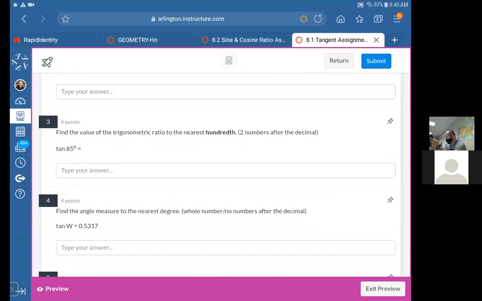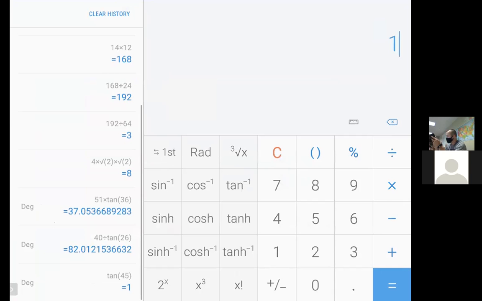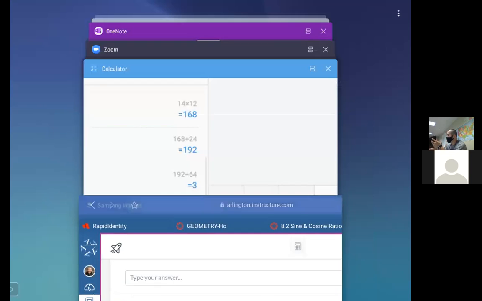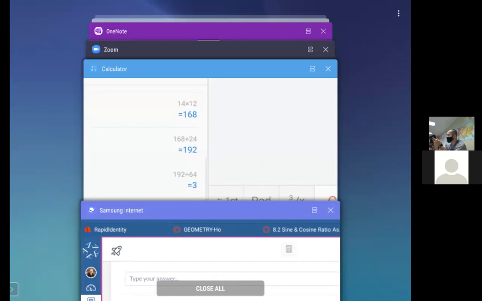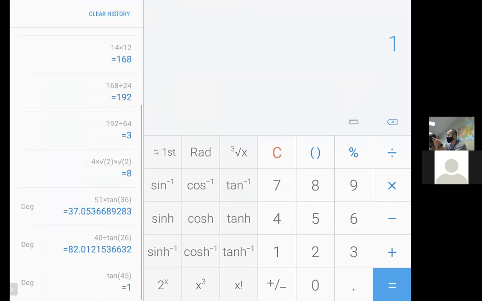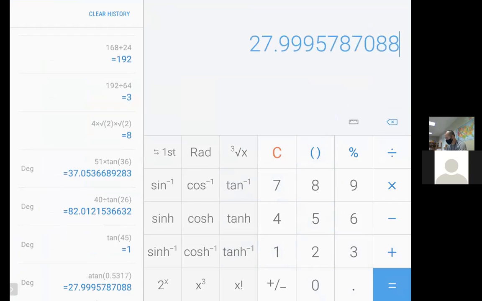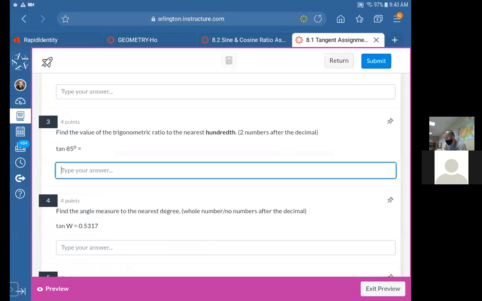And then number 4, find the angle measure. What was that number? 0.5317. So tangent inverse of 0.5317. This is all you have to do. So it's 28. So that's how these work.